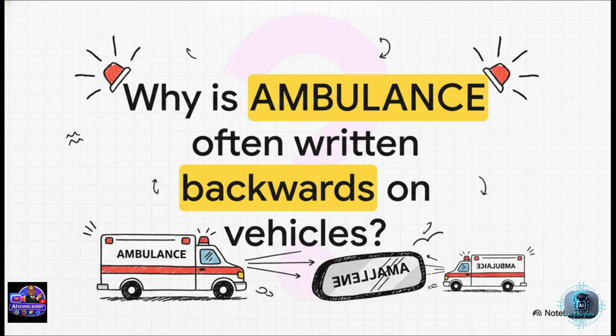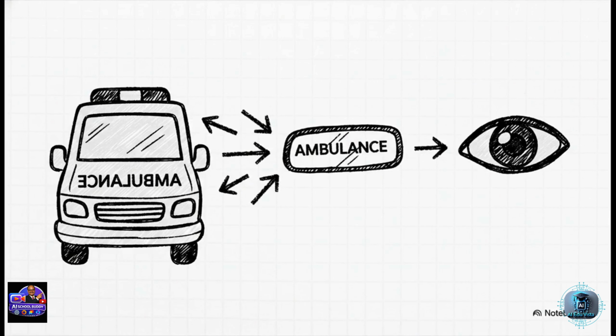Okay, one last one for you. You've definitely seen this. Why is the word ambulance almost always written backwards on the front of the vehicle itself? This is actually a super clever use of our other rule. That's reflection at work. See, a mirror flips an image from left to right. It creates what's called a laterally inverted image. By printing the word backwards on the truck, when a driver in front of it looks in their rearview mirror, the reflection flips it back the right way so they can instantly read ambulance. So simple, but so smart.